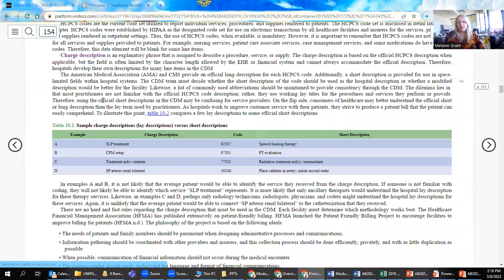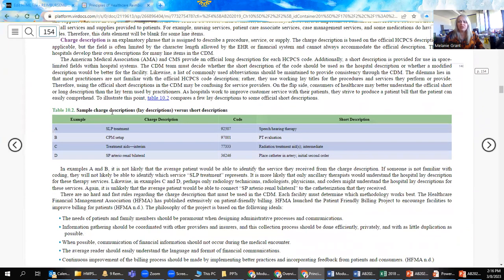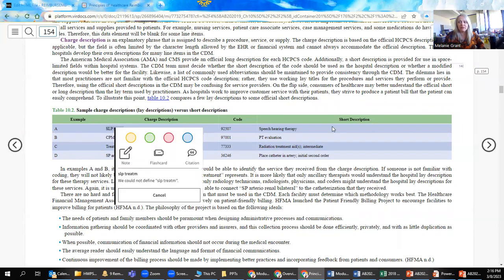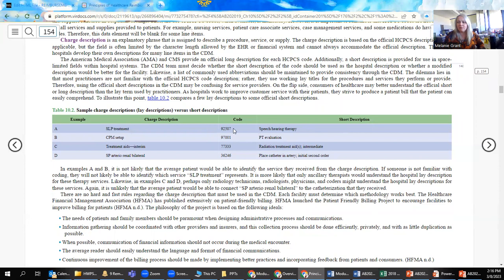In table 10.2, we can see an example of how the charge description, also known as a lay description, can also be pulled from different terminologies. So you see here, for example, an abbreviation of the same terminology associated with your CPT code, and a shorter description, some of these actually being longer than the full charge description.